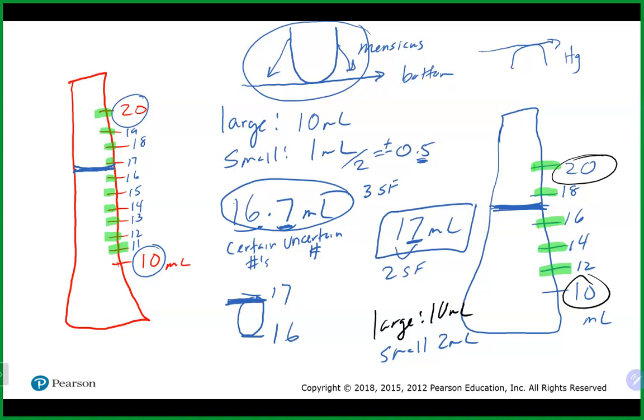The one on the left here, we could take it at least to the first decimal place, right? So that's like saying it's 16.7, maybe 16.8, 16.6. That's not a very big difference. Here we have that big 1 milliliter difference, right? There's a lot more error associated with that type of measurement. Much better measurement taken there versus there.